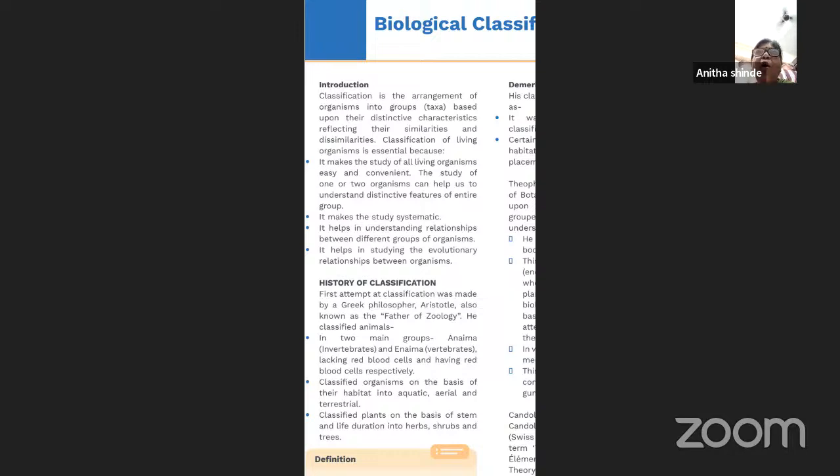That is how classification came into existence, and various authors have put forward their views. Now we'll see one by one the history of classification, and who the scientists were who contributed in this field and made the study easier. Now, coming to the history of classification.